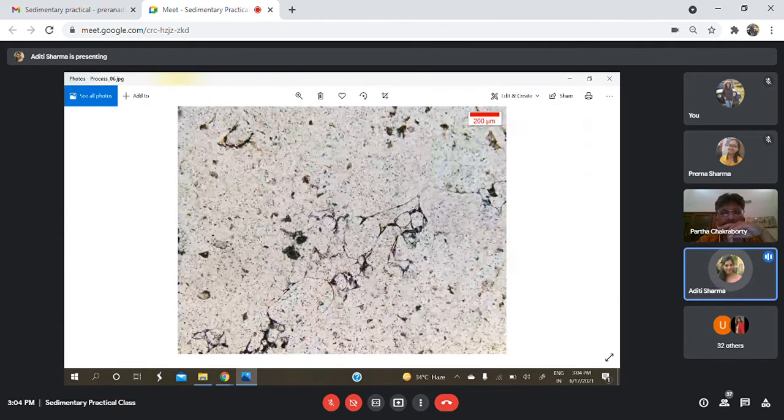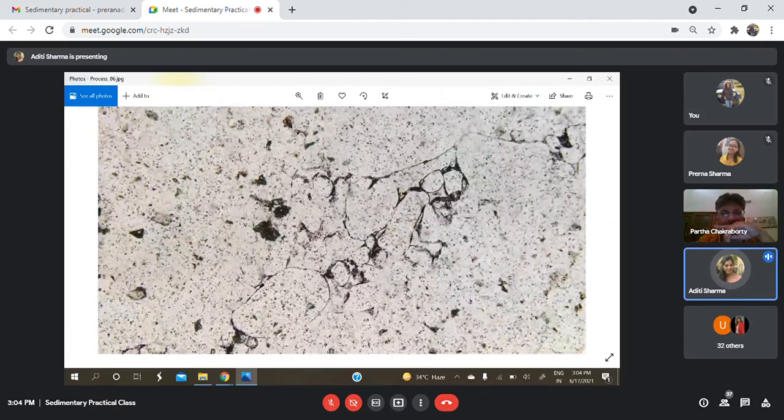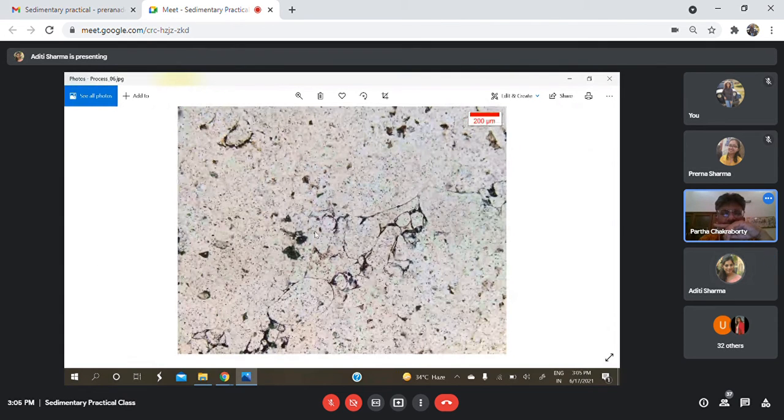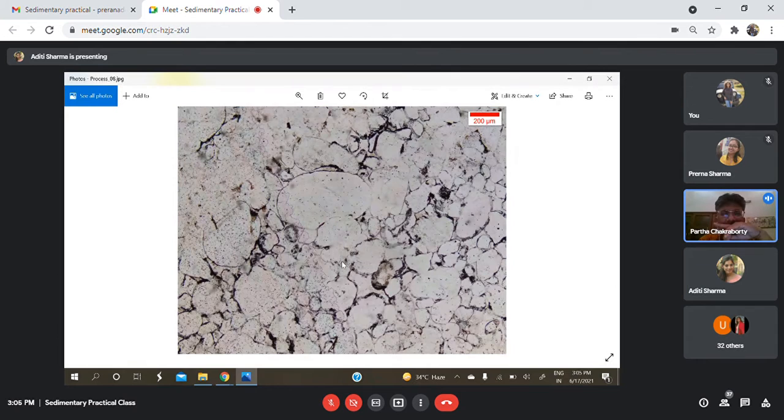So this is the same under plane polarized light, right? The dust line is also clearly visible. As you can see, the dust lines are visible. Here the bimodality is also very clear, very very clear. This is a typical bimodal sandstone.